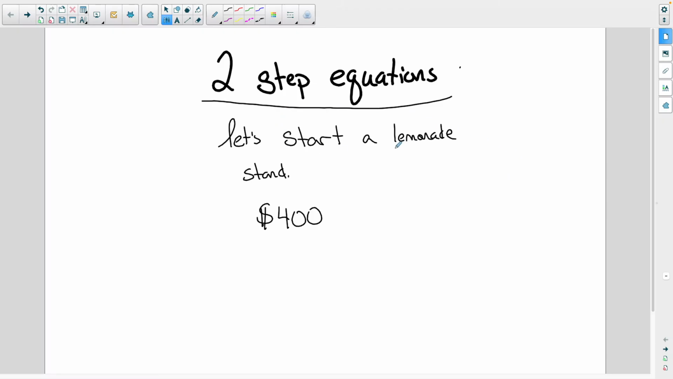And we want to start a lemonade stand, and we want to make $400. Now, we're going to do two different things. Number one, we have to buy all of our initial products. And then we need to figure out what we're going to sell lemonade for. So let's set this up with an equation.